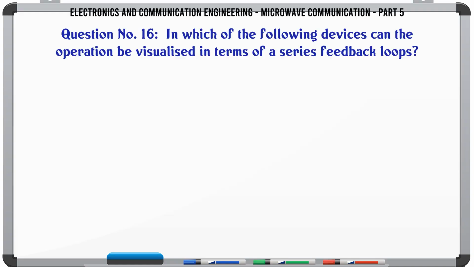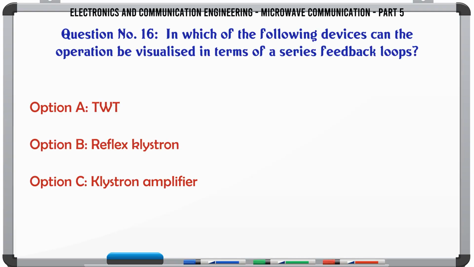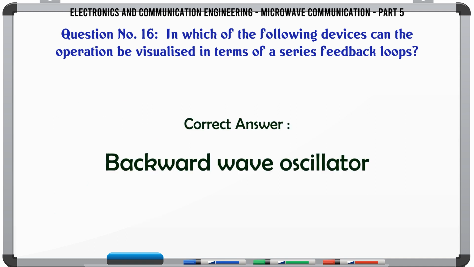In which of the following devices can the operation be visualized in terms of a series feedback loop? A: TWT, B: reflex klystron, C: klystron amplifier, D: backward wave oscillator. The correct answer is backward wave oscillator.